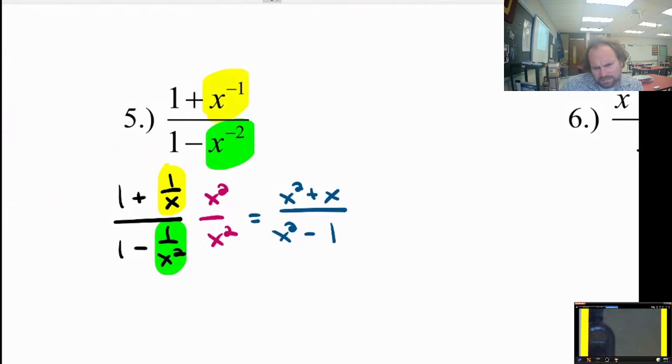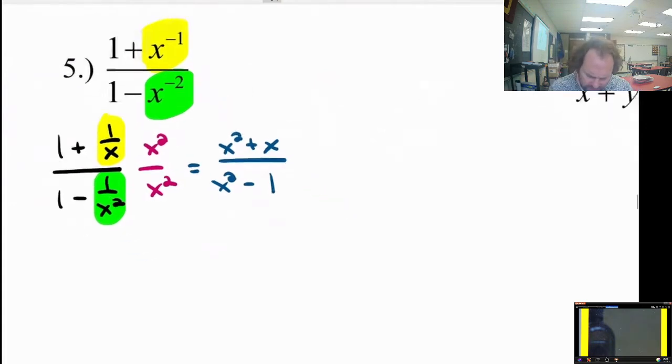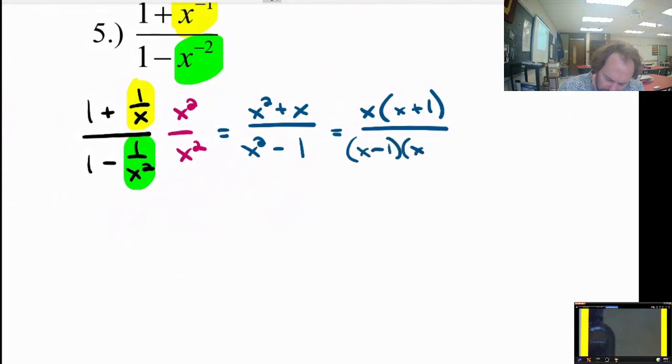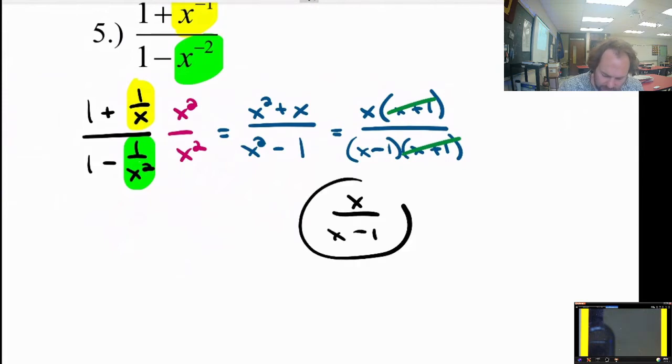And again, I'm tempted, I think we can factor a little bit and simplify it. Because on the top, you can factor an x out and get x plus 1. And on the bottom, you can factor into x minus 1 times x plus 1. And then now the x plus 1 cancels out, and you finally get x over x minus 1. That's my simplest possible answer for this question right there.